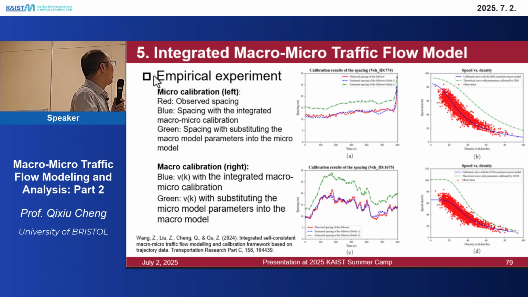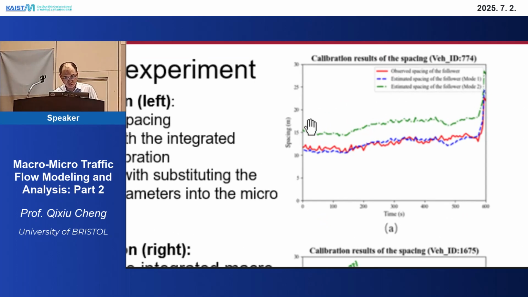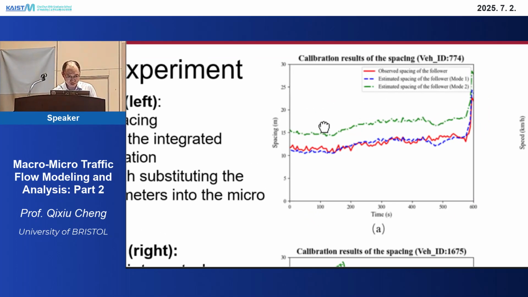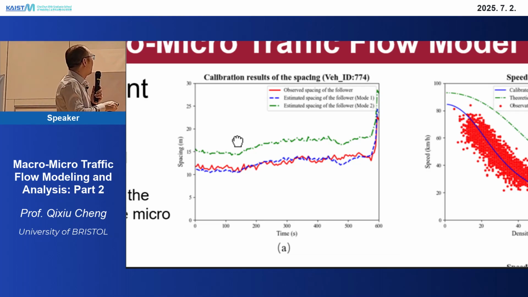If we look at this figure, the red one is the observed spacing of the following vehicle, and the blue one is the estimated spacing of the follower.